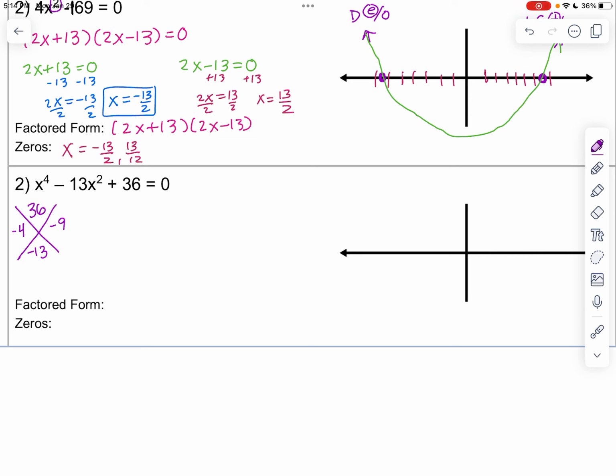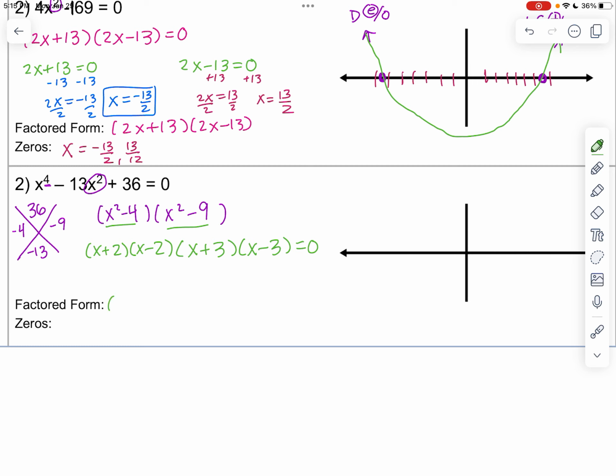In factored form, remember that because this is x to the 4th, my factors aren't just x minus 4 and x minus 9. It's actually going to be x squared minus 4 and x squared minus 9. And the trick is you can always look at that middle term to remind you of what the factor should have, if it's x squared or not. Now, we can continue to factor this because this is a difference of squares. So x squared minus 4, that factors to x plus 2 times x minus 2. And then x squared minus 9 would factor to x plus 3 times x minus 3.